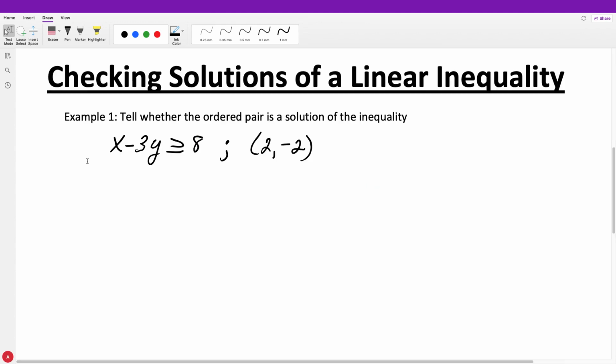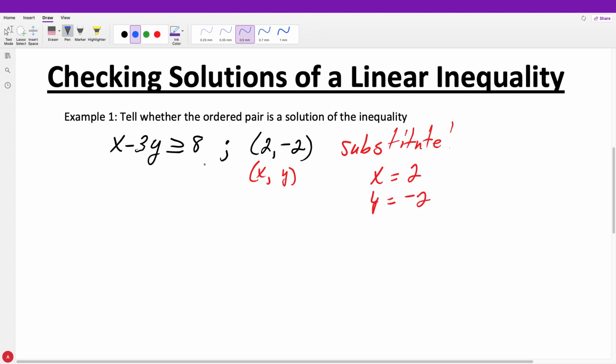All right, so the first part of this video is just checking to see if a given coordinate is a solution to a linear inequality. So if we're asked to determine or tell whether the ordered pair is a solution, what we need to do is substitute in and see, does it give us a true or a false statement? Does it satisfy it or does it not? So in this case, we know our ordered pair is written as x, y, so I can say x is equal to 2 and y is equal to negative 2. And now I'm going to plug them in.